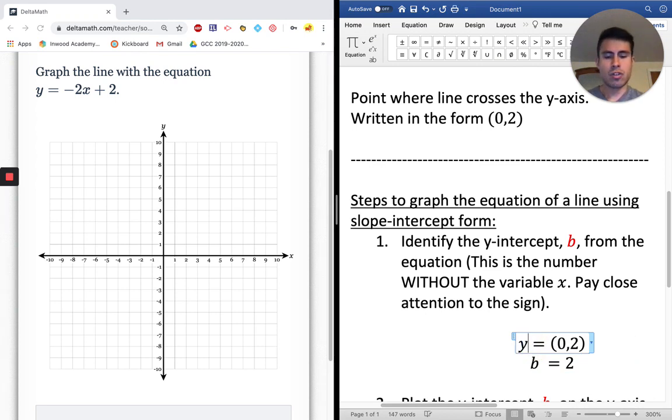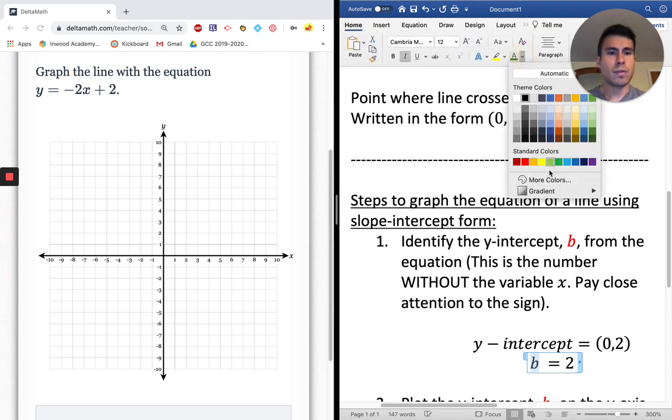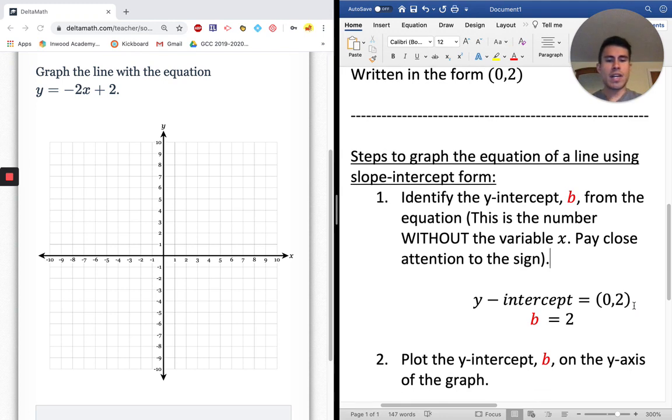Let me actually just write this. Y-intercept equals (0, 2). But if we're thinking about it as b, we are just going to say b equals positive 2. Okay. Second step, we are going to plot that y-intercept, b, on the y-axis of the graph. So again, this is going to help me, the (0, 2). That means I am going to go to my graph and I'm going to plot the point (0, 2). So we know 0 is the x, it's the first number, so I go nowhere left or right. And since it's a positive 2 for the y, I go 1, 2, up. So I plotted my first point.